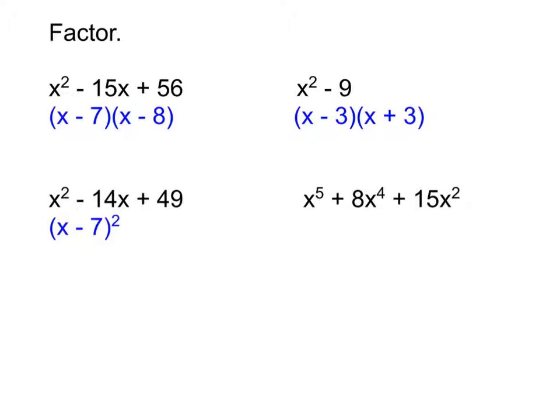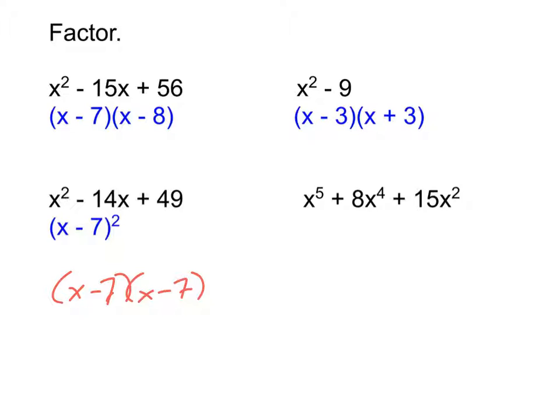Now if you just did what adds to the middle number and multiplies to the last number, that's fine. But if you wrote it as x minus 7 times x minus 7, it's correct as far as it goes, but I do need you to clean it up. I do need you to actually write it with the squared there as a way to make it just that little bit more succinct.